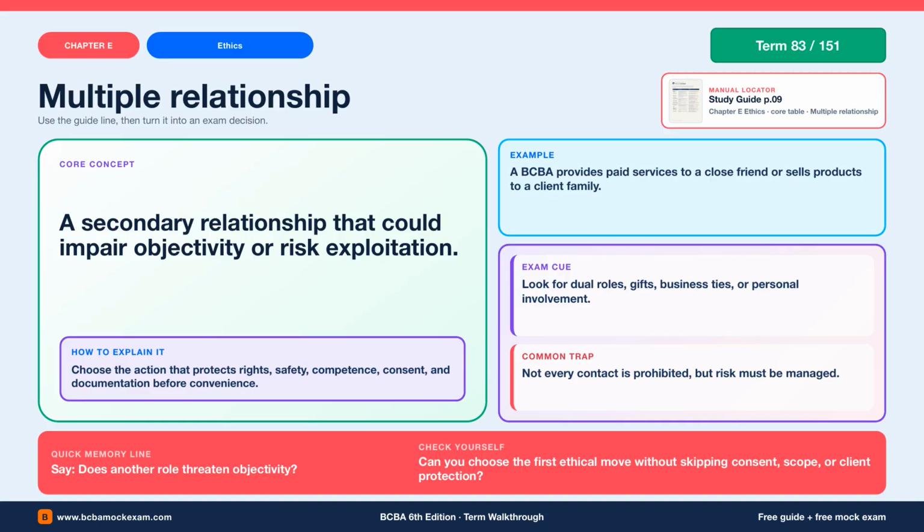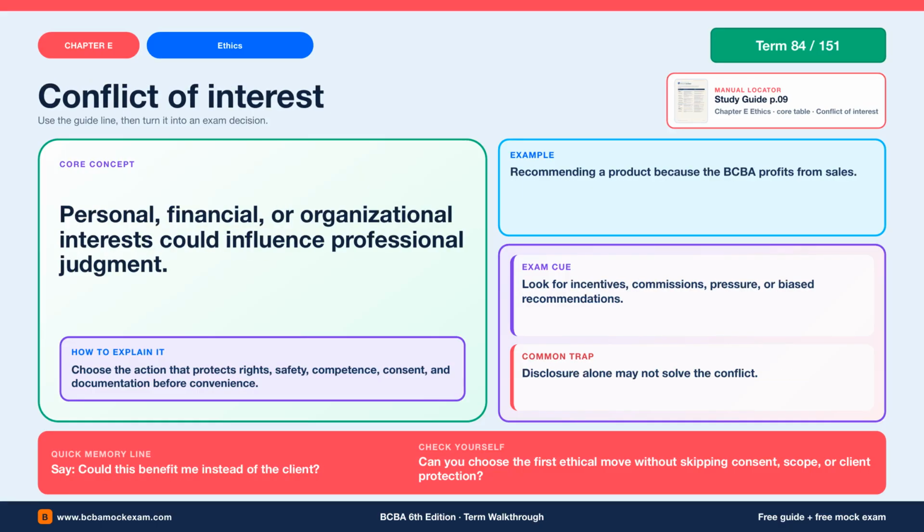Multiple relationship. A multiple relationship occurs when there is more than one role with the same person or related parties. For example, a supervisor also becomes a close personal friend or business partner with a supervisee. The exam cue is overlapping professional and personal roles. The trap is assuming the relationship is acceptable because everyone agrees. The concern is impaired judgment, exploitation risk, and conflicts. Memory line. One professional role is cleaner than two competing roles. Conflict of interest.